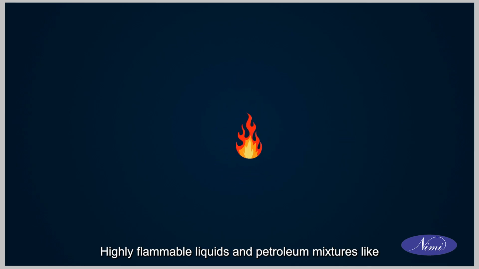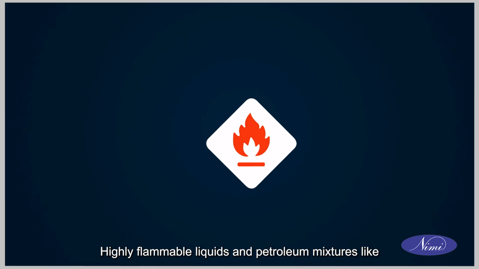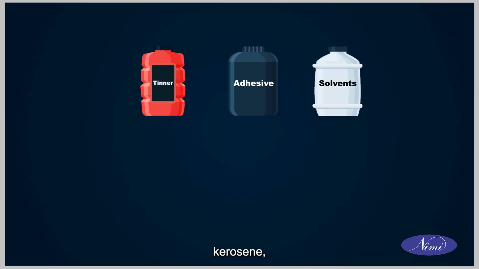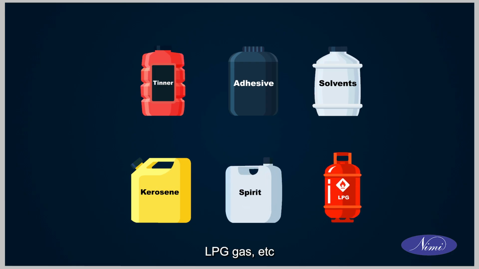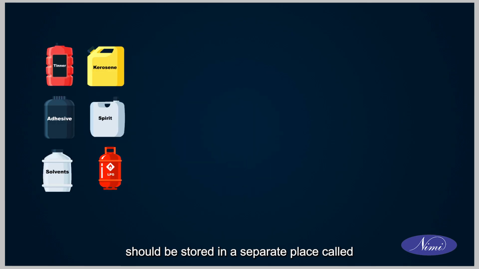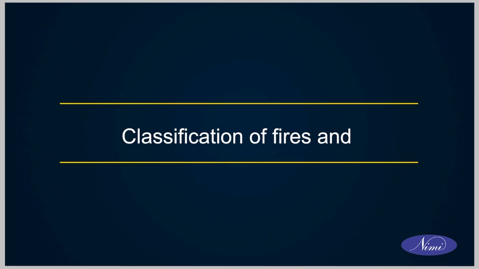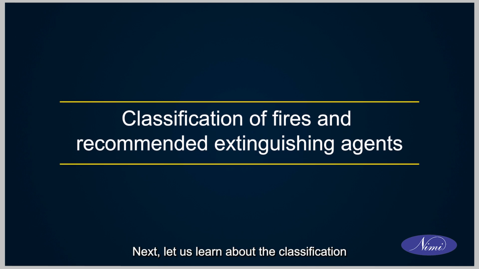Highly flammable liquids and petroleum mixtures like thinner, adhesive solutions, solvents, kerosene, spirit, LPG gas, etc. should be stored in a separate place called the flammable material storage area. Next, let us learn about the classification of fires and recommended extinguishing agents.